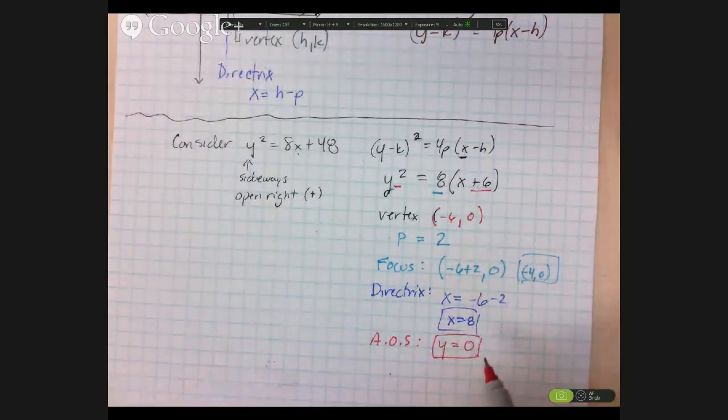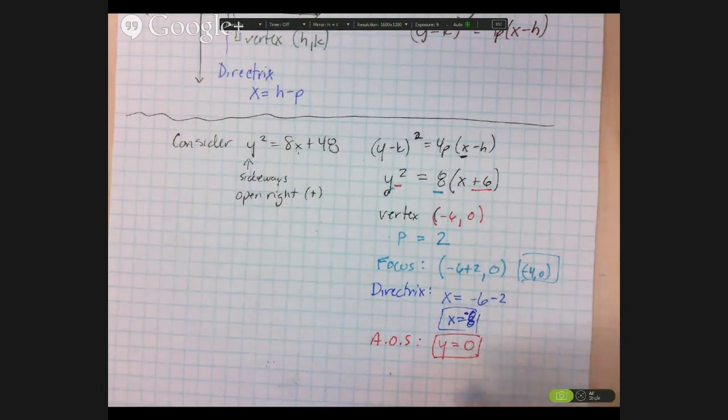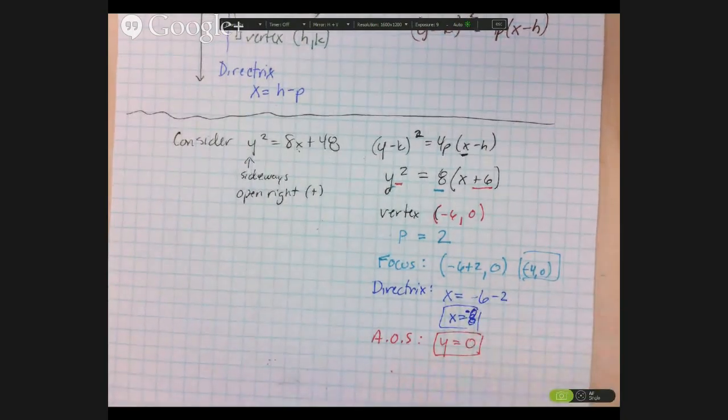Why is that eight instead of negative? Oh, because I didn't write it correctly. How's that? -8. Thanks for the heads up there. Now you have all the info you need to graph it.